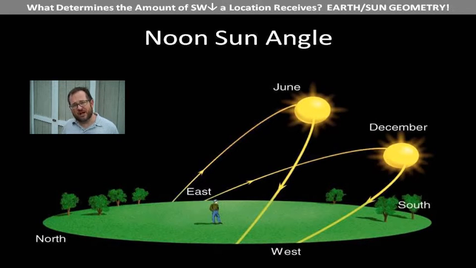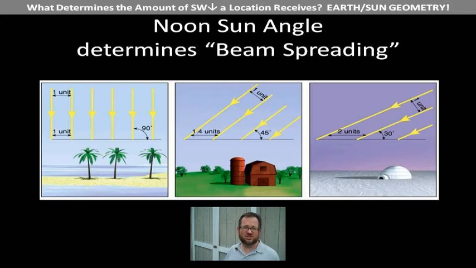From the point of view of meteorology, the importance of noon sun angle has to do with determining shortwave down in the sense of the sun angle and how it changes the beam spreading. Now, we're going to wait till later in the semester to actually mathematically define the beam spreading, but just to give you a sense, see on the left there that tropical scene? In that tropical scene, the sun is almost directly overhead, and each 1 unit wide beam of sunlight is just warming a 1 unit wide area on the ground.